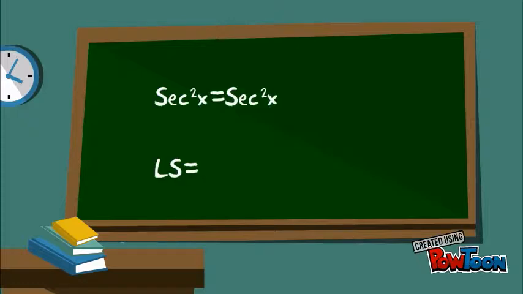Next, you will look at your reciprocal identities and realize that 1 over cosine is equal to secant, and you will get secant squared x is equal to secant squared x, and you will verify the identity.